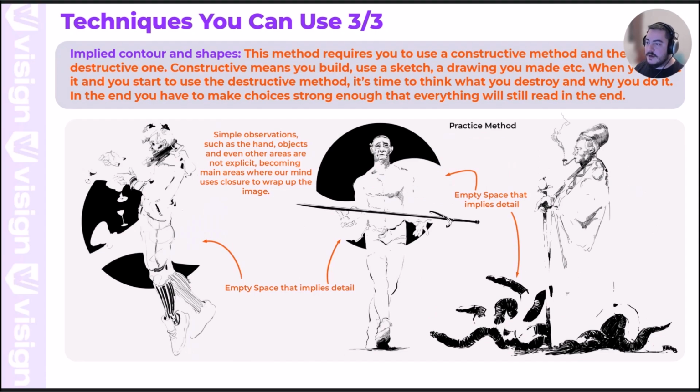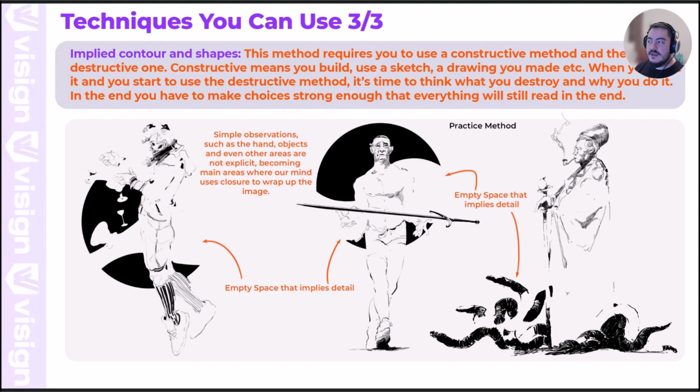And the third part here is implying with contour and shape. This method requires you to use a constructive method and then a destructive one. I'm not going to talk about constructivism and destructivism in art, but constructive means, for short, that you build. You can use a sketch, a drawing you made, or a reference that you sketched, and then you start to destroy the sketch. Meaning, what parts can you leave and what parts can you take away? And that is very important.